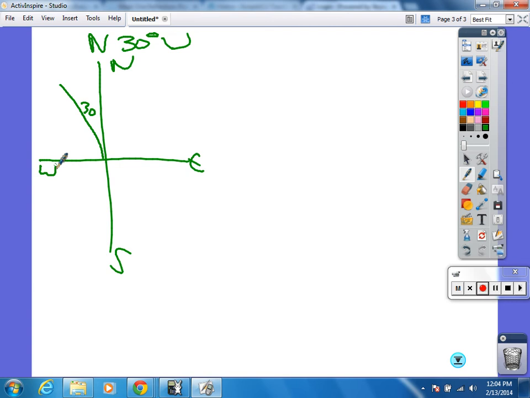Can anybody tell me another way I could write this instead of north 30 degrees west? How about west 60 degrees north? Isn't that the same thing? It's going in a westerly fashion, but back 60 degrees. See how it can be written both ways? Does everybody understand that? We okay with that? Okay.